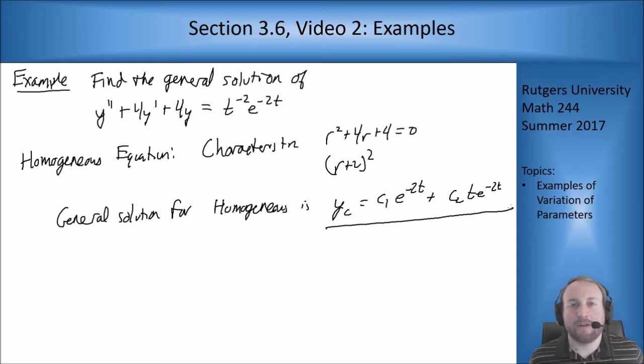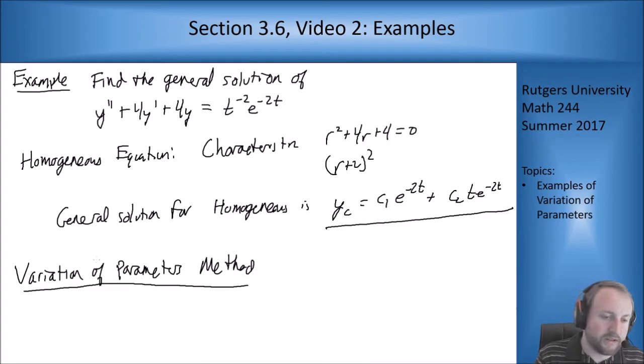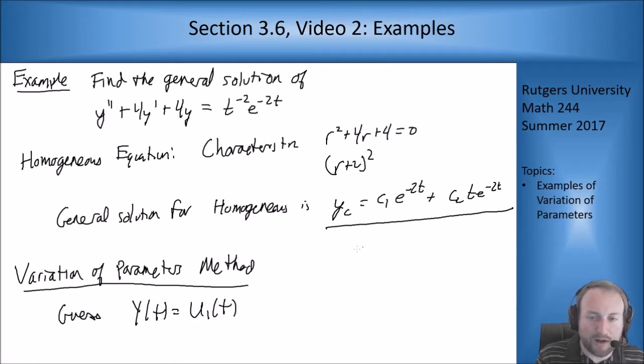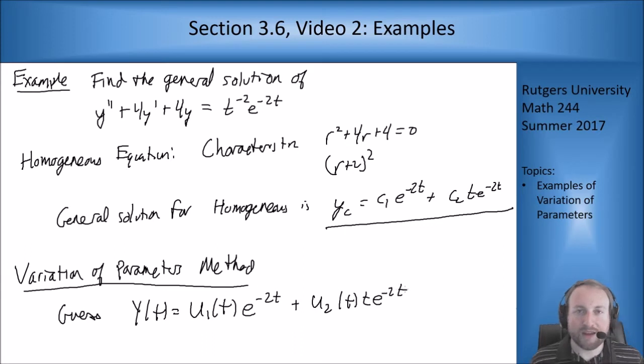Now I want to find the solution to the non-homogeneous case using variation of parameters. So what do we guess? I want to guess y of t equals u1 of t times y1, which is e to the minus 2t, plus u2 of t times y2, which is t e to the minus 2t. And now how do we solve this out? We take two derivatives, plug everything into our equation, and try to solve things out to make it work. So let's see what we get.